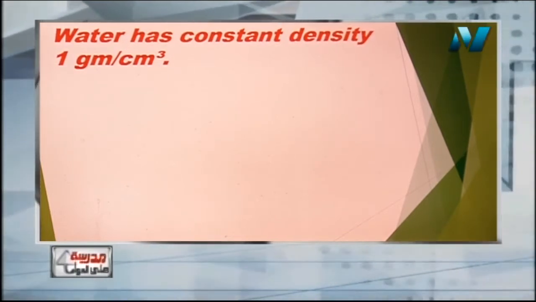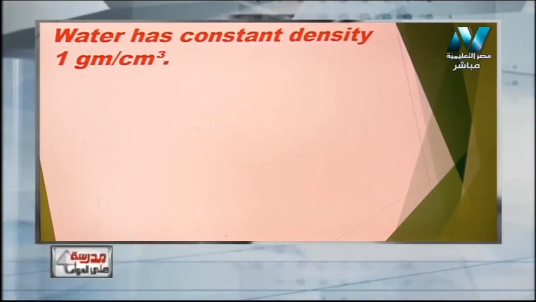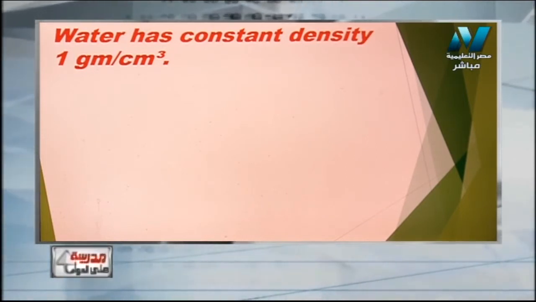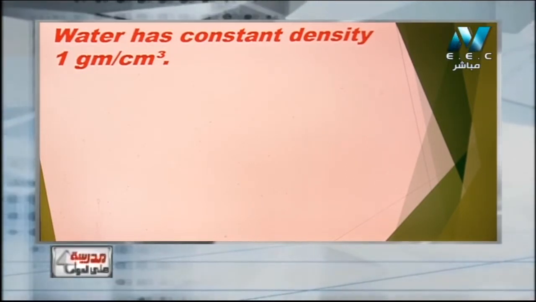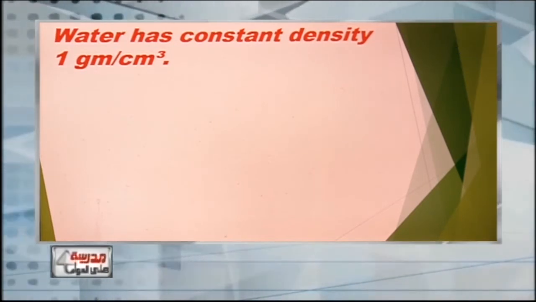Water has constant density. It doesn't change. 1 gram per cubic centimeter. That means if I have 1 liter of water and I put it on the scale, the reading will be what? 1 kilogram. If I have 1 milliliter of water and put it on the scale, its mass will be just 1 gram. So each 1 cubic centimeter of water, its mass is 1 gram. 2 cubic centimeter, yes, 2 gram. 3 cubic centimeter, 3 gram.